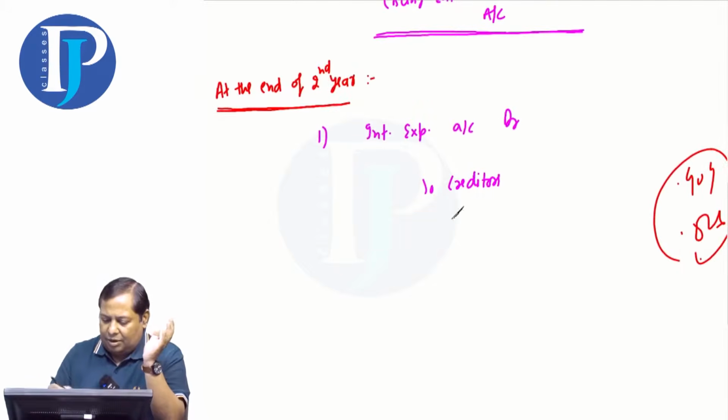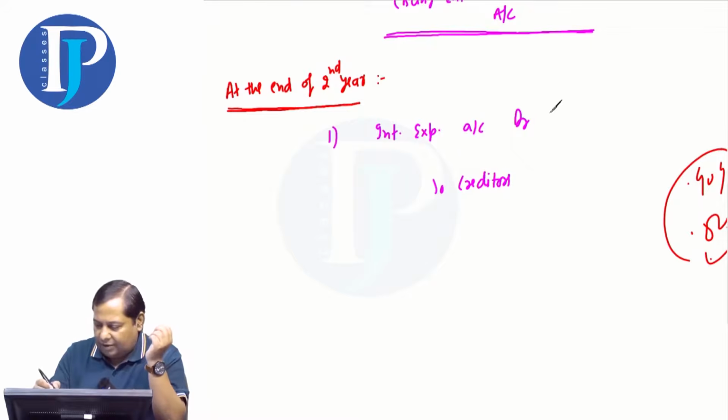I will write interest account debit to creditors 91,500. And for this I will say that refer.